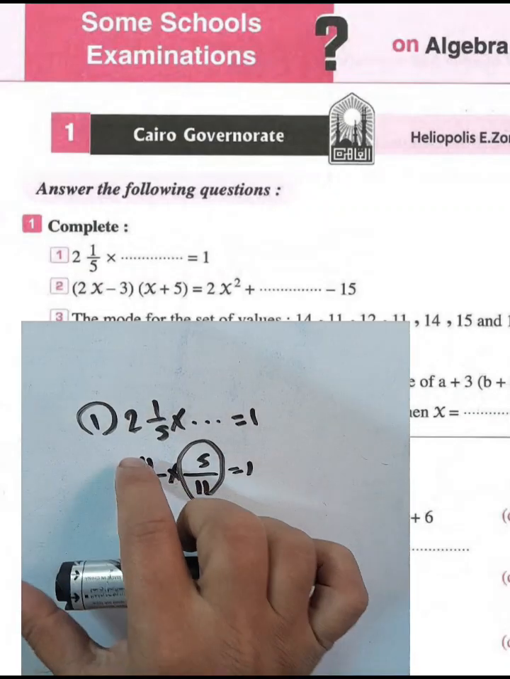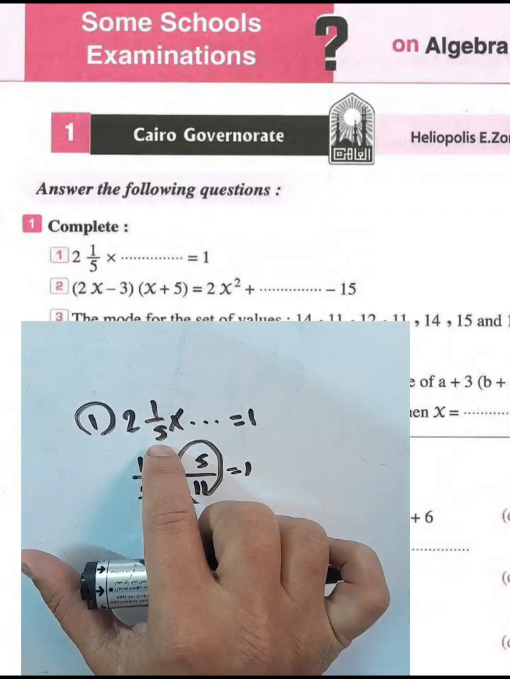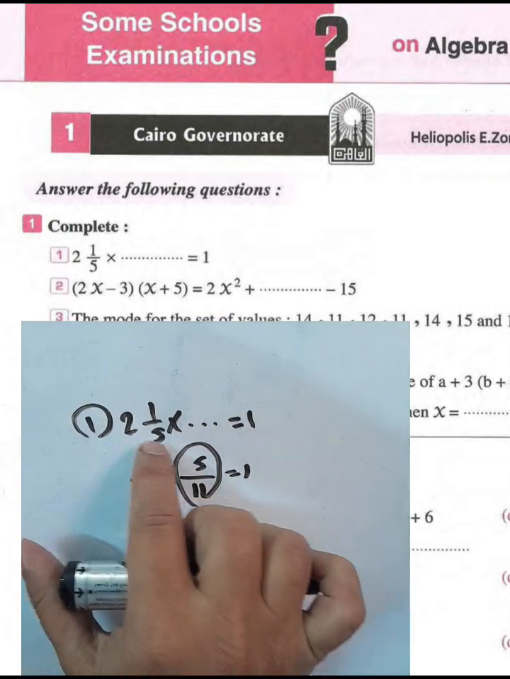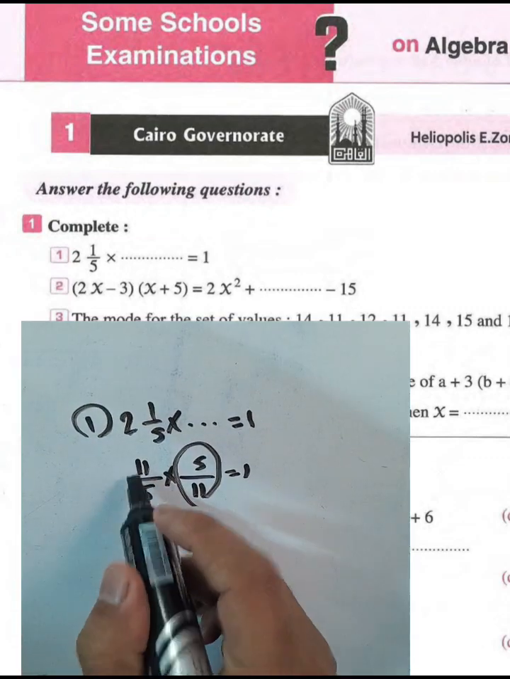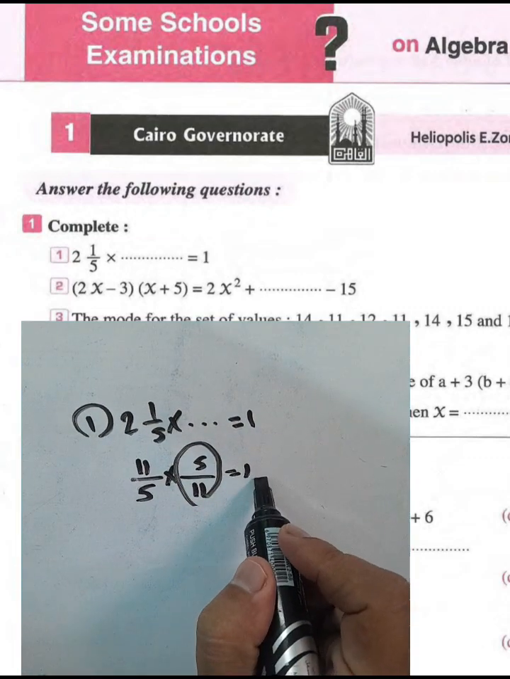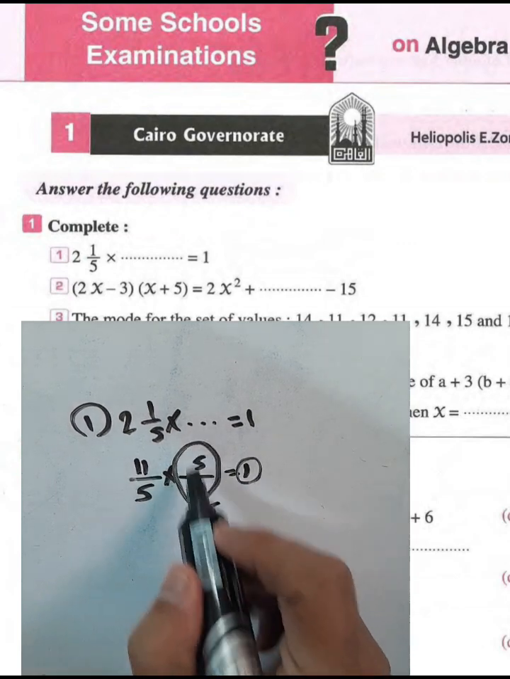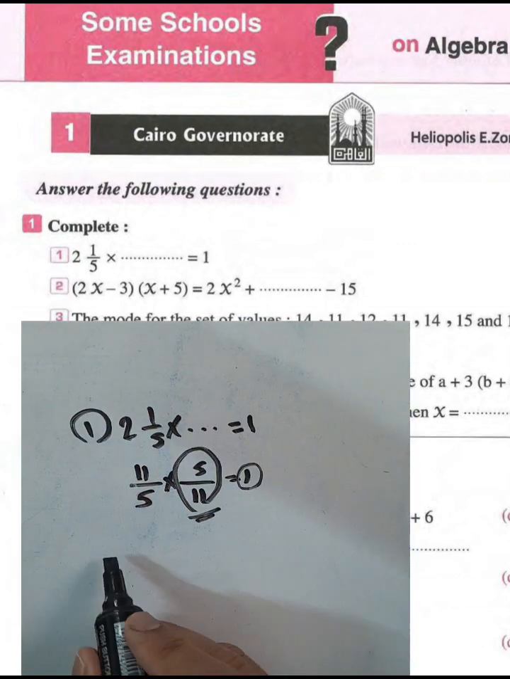We must convert from mixed number to improper. Write 5 in the numerator, and 2 times 5 equals 10, plus 1 equals 11. 11 over 5 times 5 over 11 will be 1. Then we must write 5 over 11 in this space.